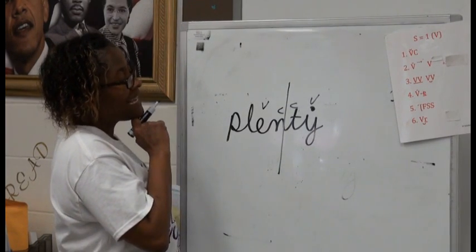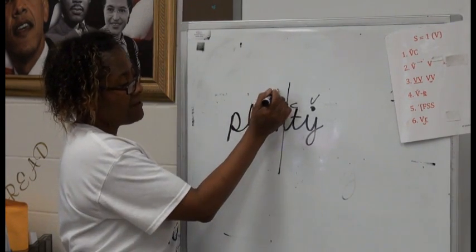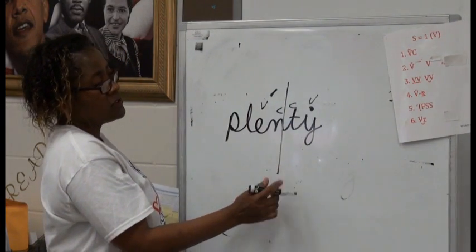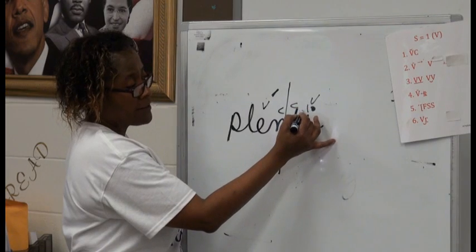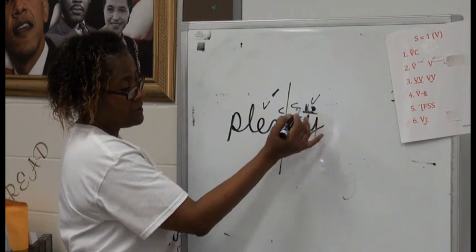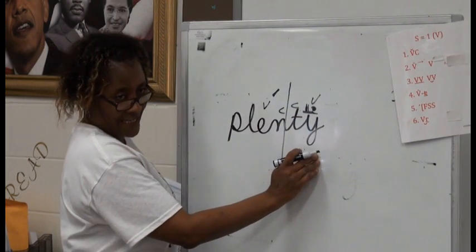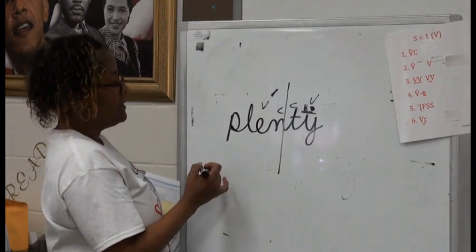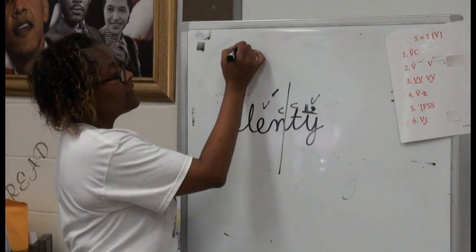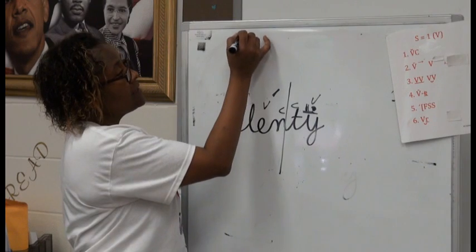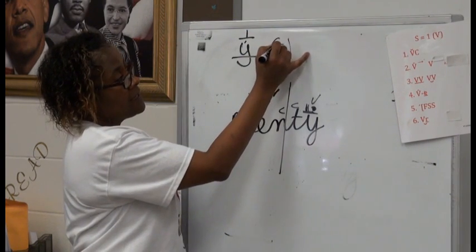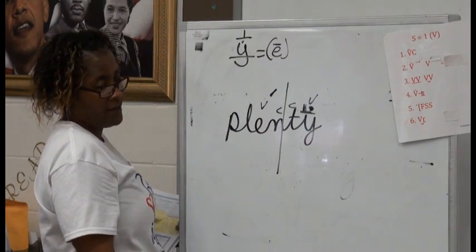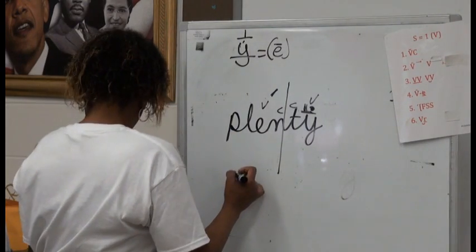And let's say it: plenty. So it's accented here. So this is unaccented. So this will be coded with a modified macron. Modified macron. So that's plenty. Plenty. Remember, if the Y has a modified macron, it's going to make the E sound. Okay? Plenty. Let's do another one.